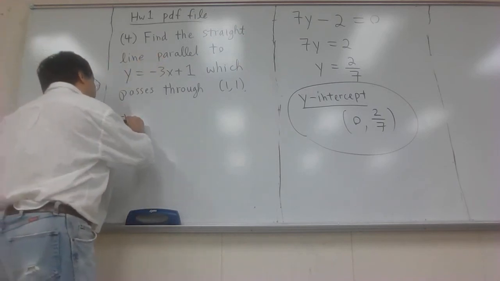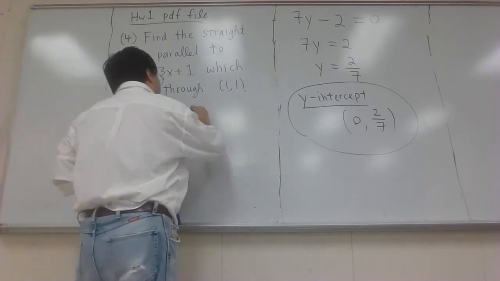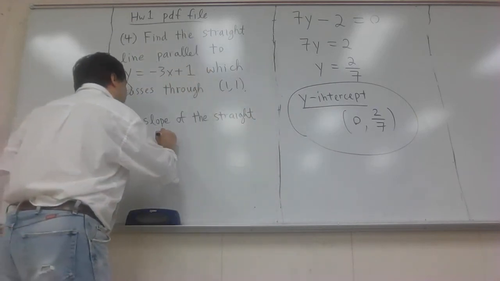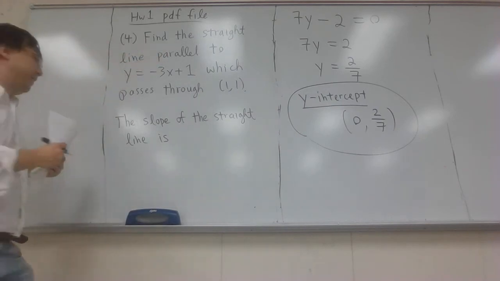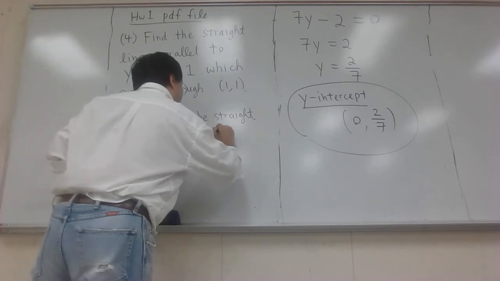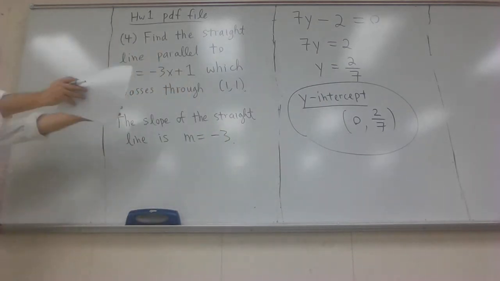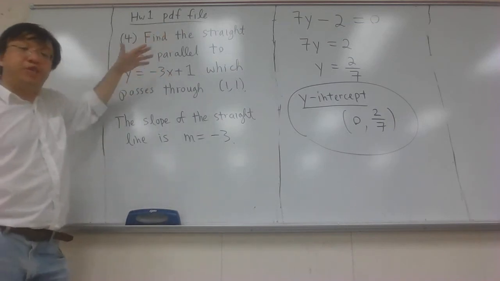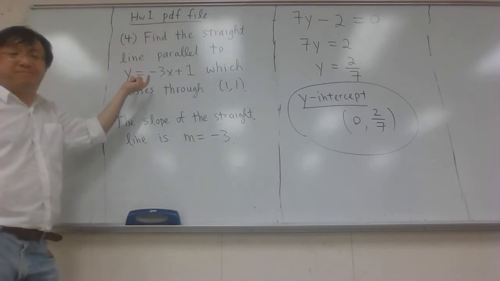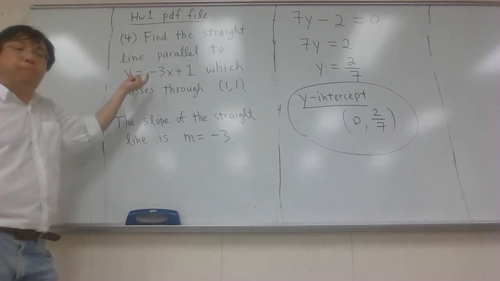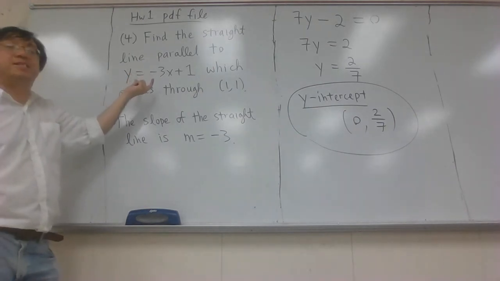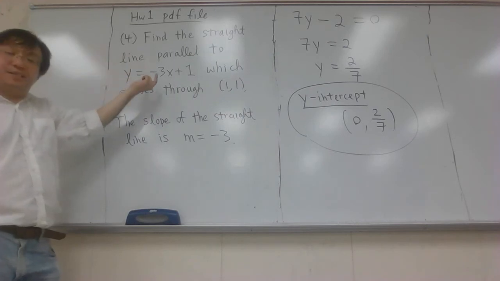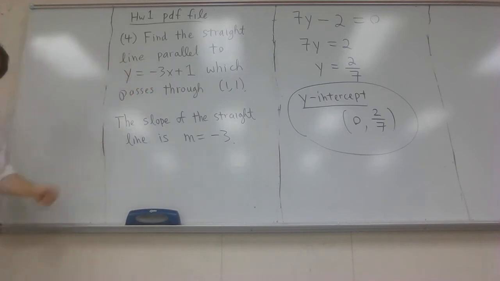So the slope of the straight line is the same as the slope of this straight line, which is -3. If you have a straight line parallel to this straight line, it's going in the same direction, so the slope has to be the same. The slope of a straight line tells us its direction. Its slope has to be the same as the slope over here, which is -3.